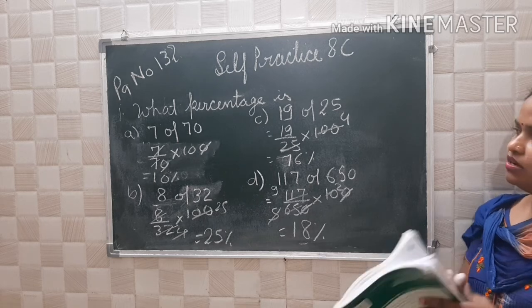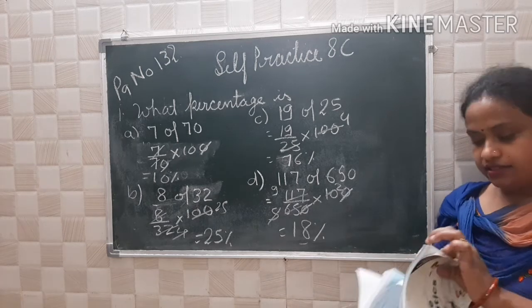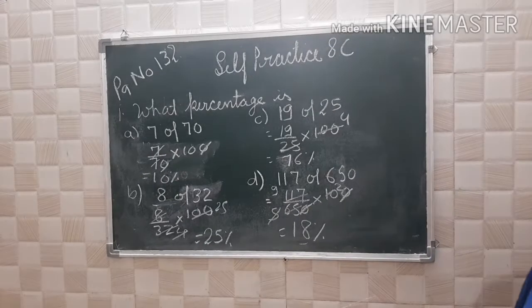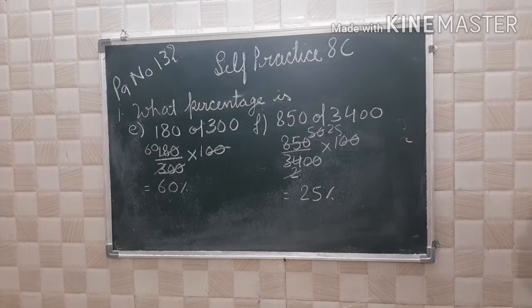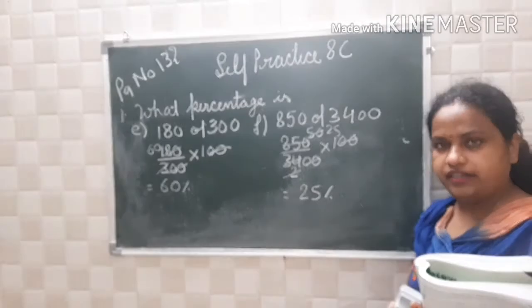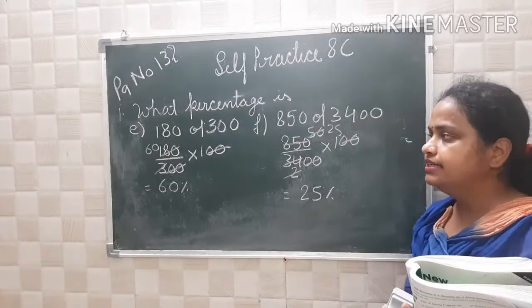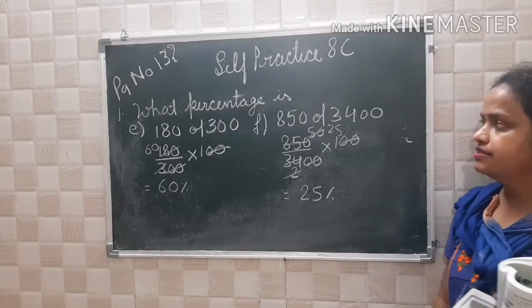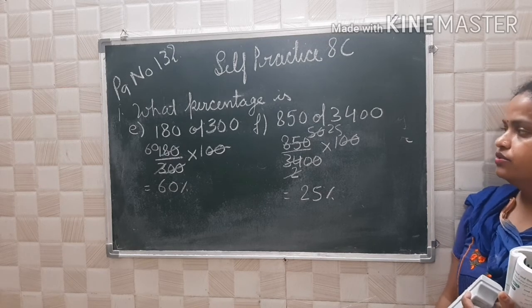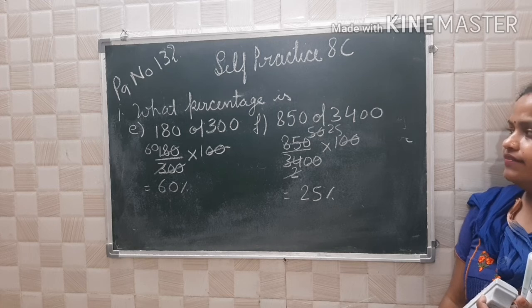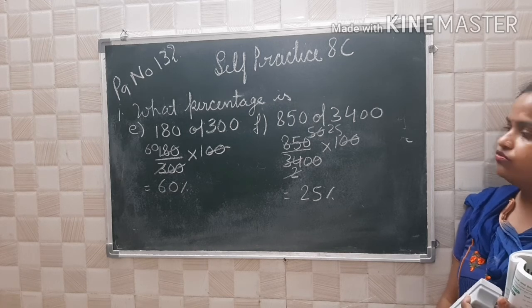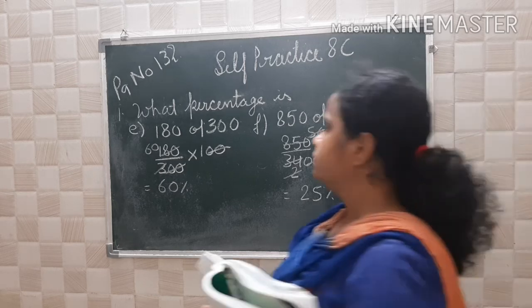Clear? Now see the E part. 180 of 300 means 180 upon 300 into 100. 0 all will cancel out. 3 6s are 18, that means 60%. Same way 850 of 3400. 850 upon 3400, 0 will be cancelled out. 17 5s are 85 and 17 2s are 34. 2 25s are 50. So what you will get? 25%. Now see the G part.